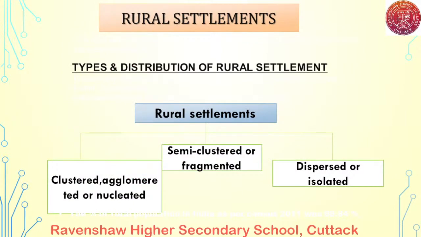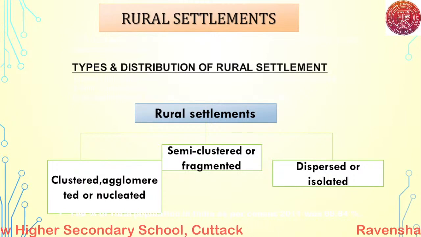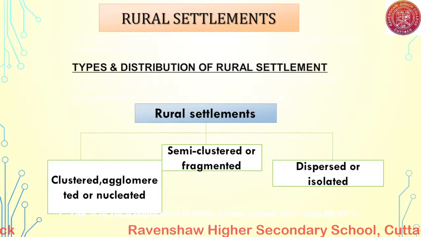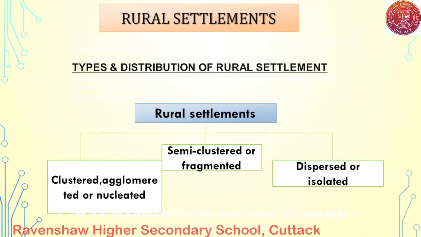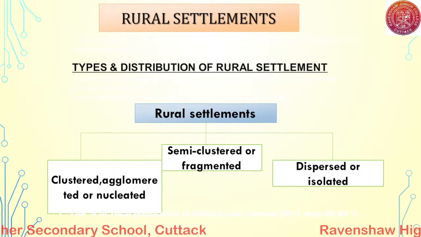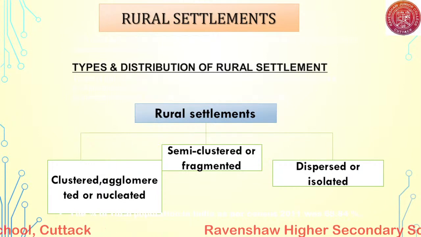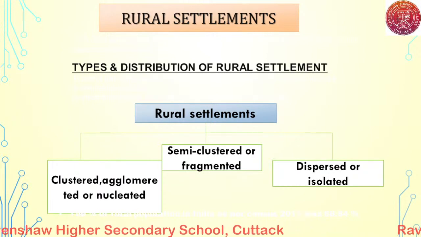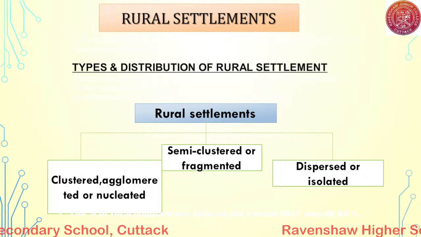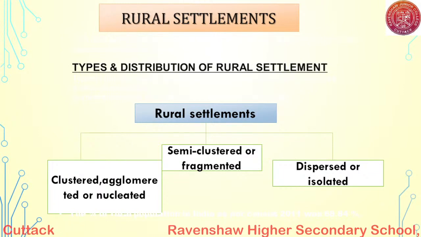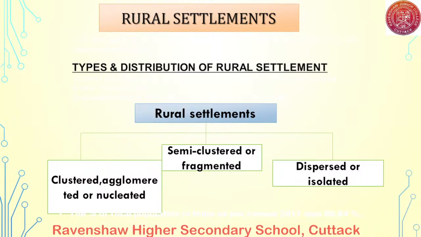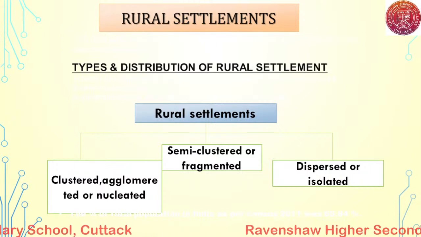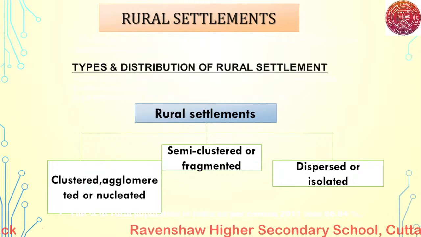Then the rural settlements mainly derive their life support or basic economic needs from the land-based primary economic activities. And there are different types of rural settlements which are found in the world, particularly in India. And what are those different forms? First one is the clustered or agglomerated or nucleated. The second one is the semi-clustered or fragmented. And the third one is the dispersed or isolated.